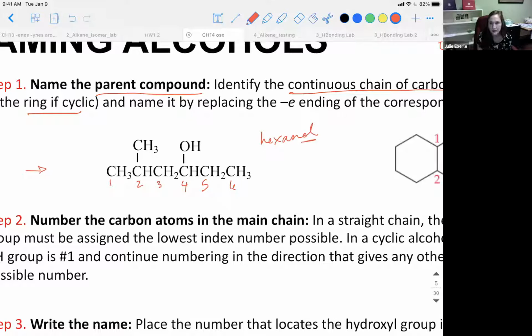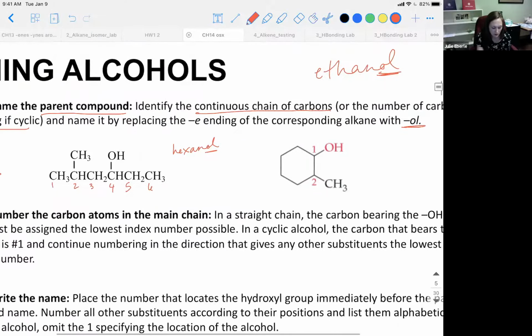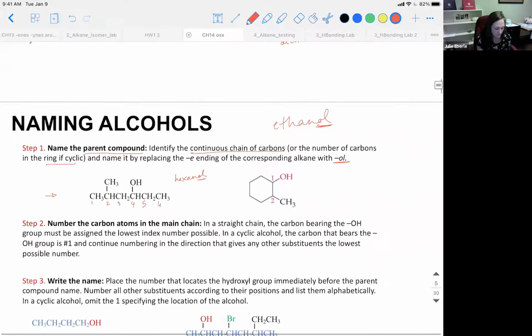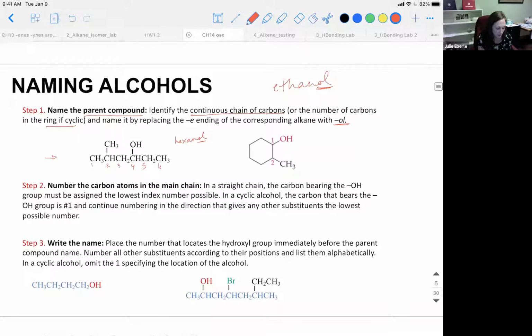That's going to be the parent name. Now we have some substituents that we haven't accounted for yet. We'll get to that, but let's look at the cyclic structure too. Then I want to read rule number 2 because that's going to tell us why we numbered these the way we did. Rule number 2, step 2 says number the carbon atoms in the main chain.